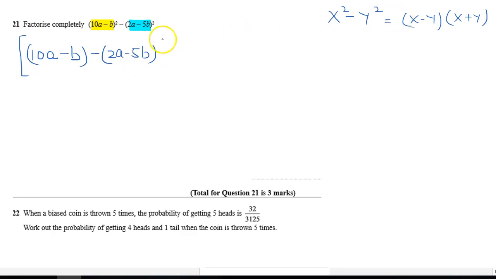This is the first bracket, and the second bracket is the same thing. We are going to write x plus y. So x is 10a minus b, 10a minus b plus 2a minus 5b.